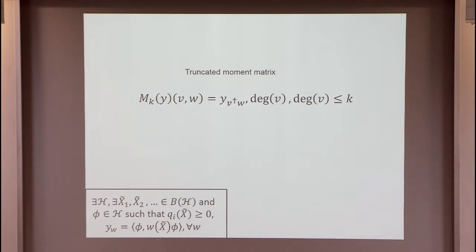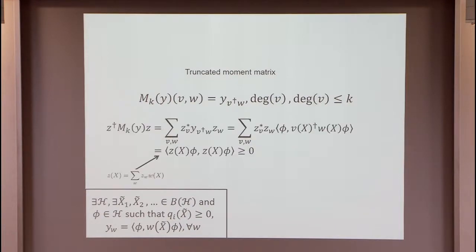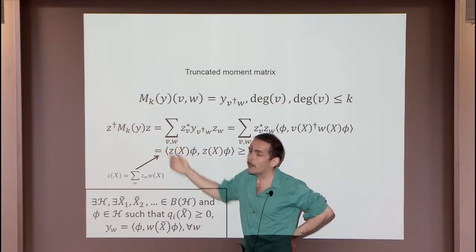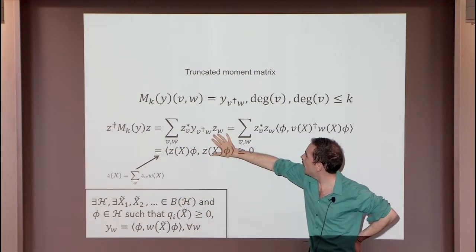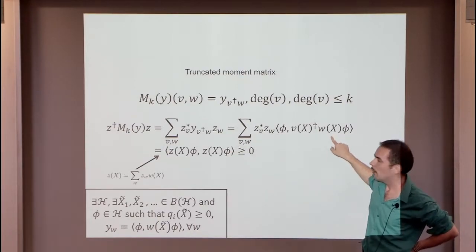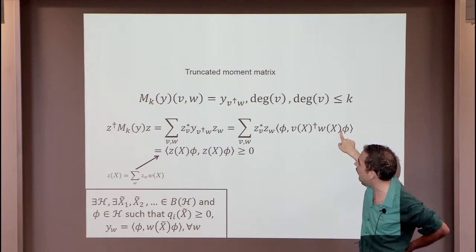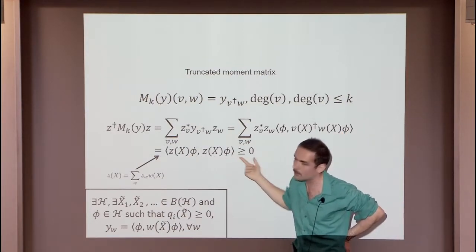And it's very easy to prove that if your set of complex numbers admits an operator representation, this matrix must be positive semi-definite. And it's so easy that I will do it now. If you multiply by some arbitrary vector z and replace the definition, and then in this line you use the fact that this thing admits an operator representation, then you can simply carry this sum here and this sum here, and you end up with some vector times itself.